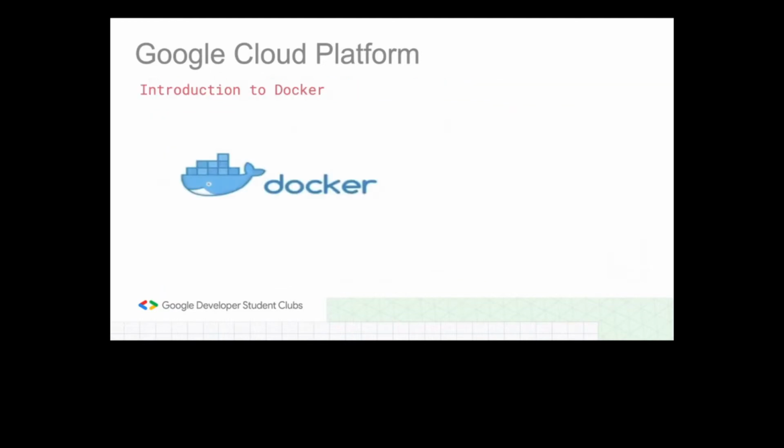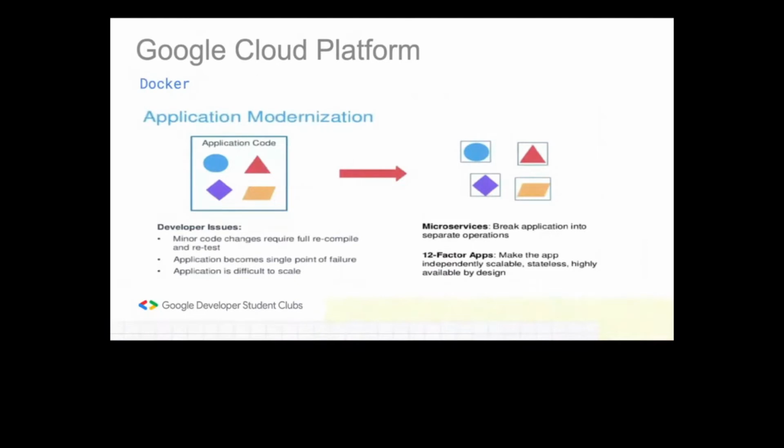Now moving to Docker. GCP also provides Docker as a service. And what is the need for Docker? Nowadays, applications are designed in a way that they're broken down into microservices. Every operation is a separate operation, and scaling is not a problem. There's no single point of failure.